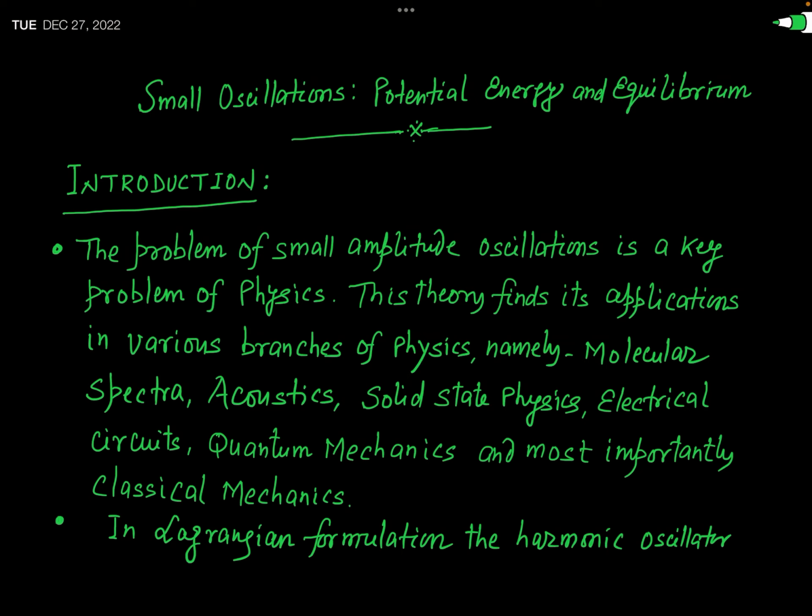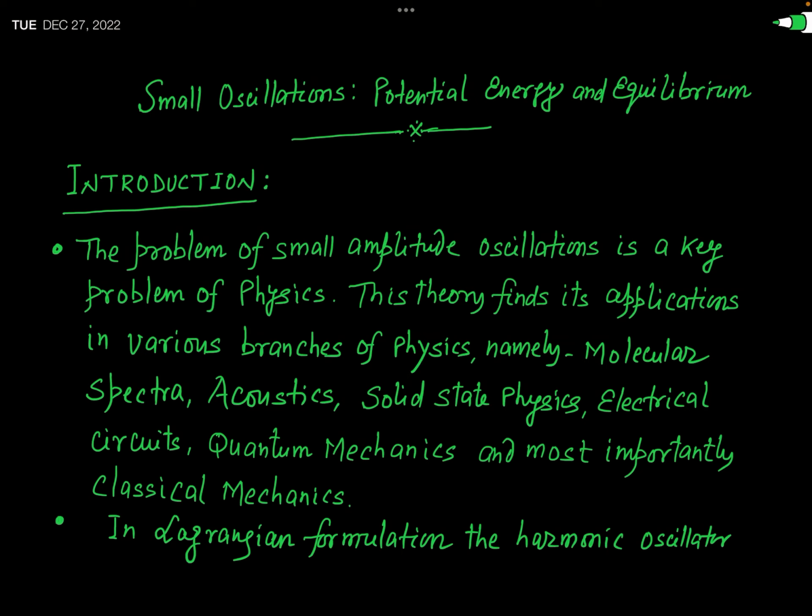In fact, when you say small oscillation, that means oscillation or vibration with a small amplitude. This is just a key problem of physics. Why is this problem of small oscillation called a key problem of physics? Because the theory of small oscillations finds its applications in various branches of physics, and definitely you have encountered this problem while studying the different branches of physics.